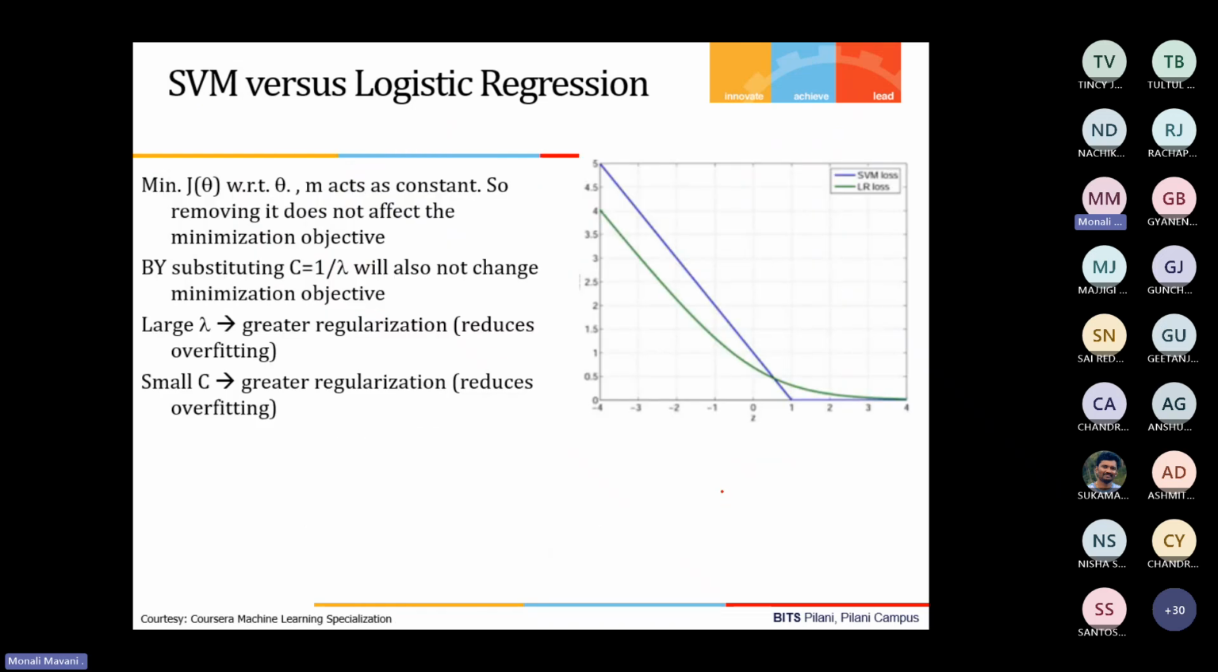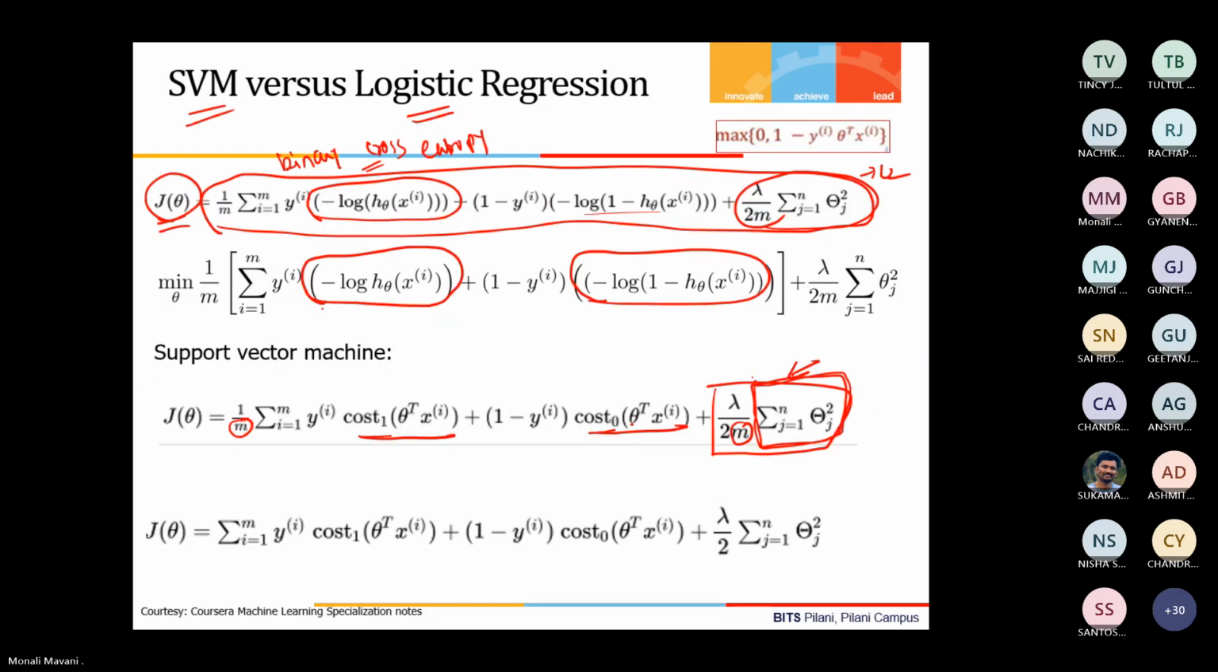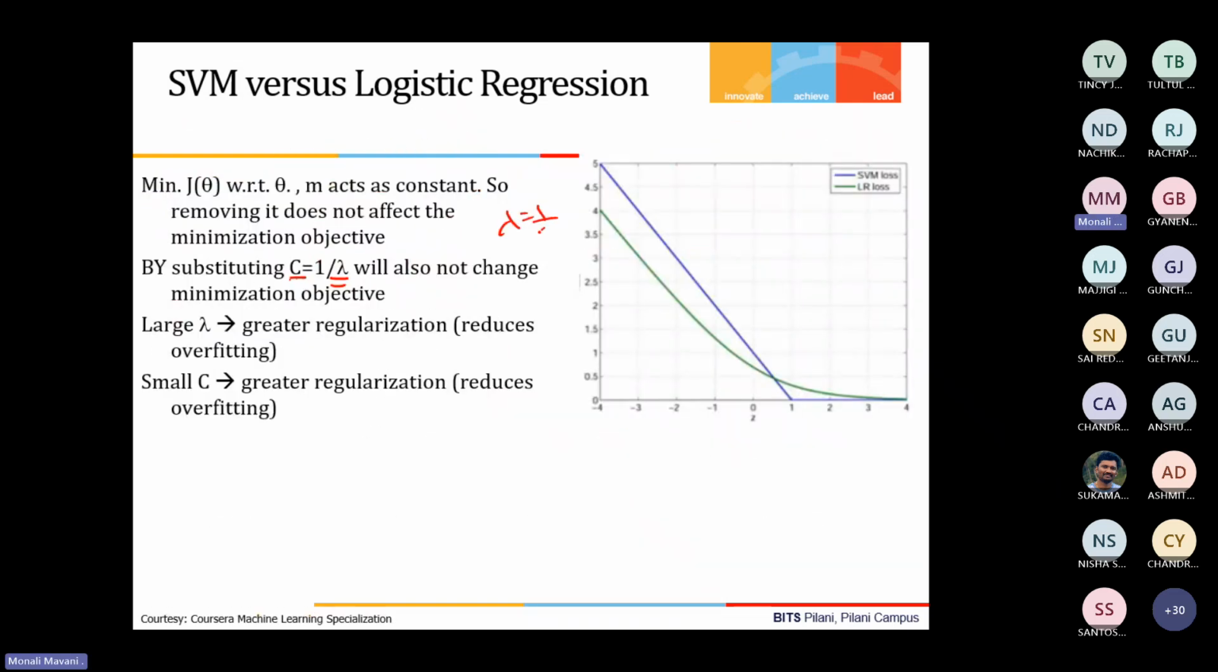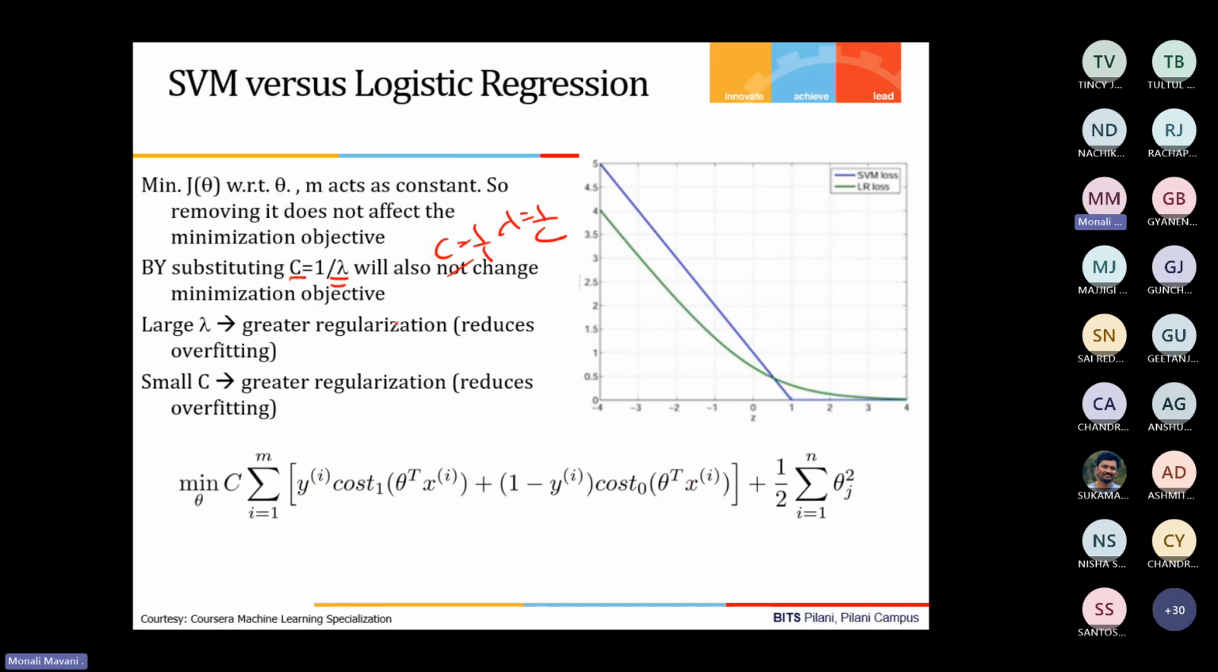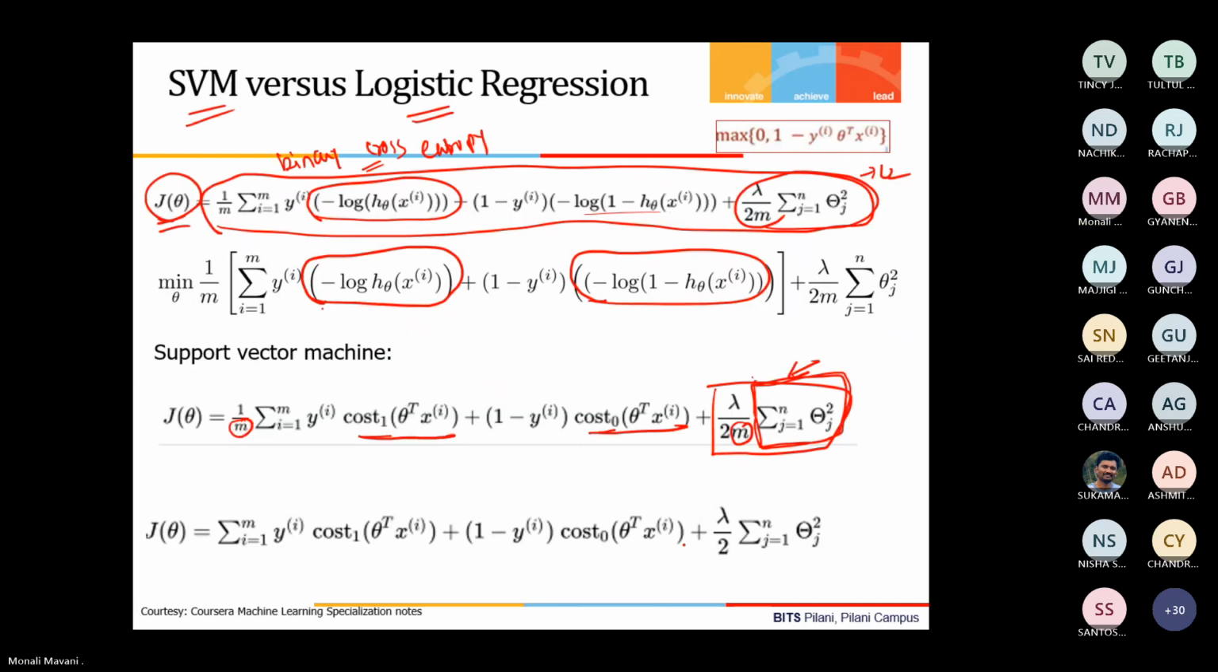Now I'm going to the next page. Let's substitute C as 1 by lambda wherever it appears. So indirectly lambda is 1 by C, or you can say C is 1 by lambda. And rewrite this equation from what was in the previous one. So I'll substitute C here, which is 1 by lambda, and I'll remove the lambda from here. It is 1 by 2.